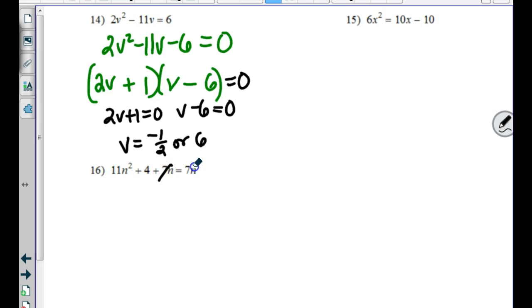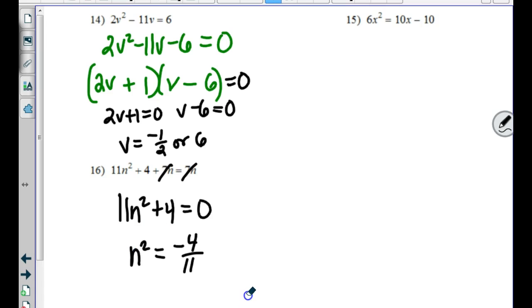If we subtract 7n off both sides, we get this. What do you want to do with that? Can we just do the square rooting thing? Because we can isolate the n, right? So if we subtract 4 and divide by 11, I'm kind of skipping steps. I'll have that. Then what?